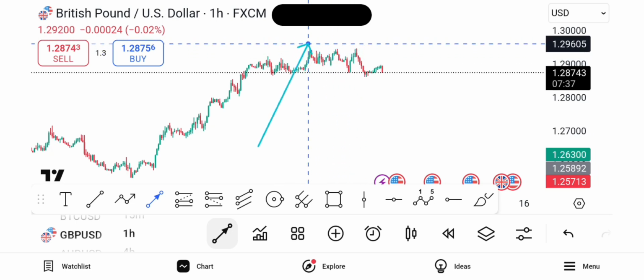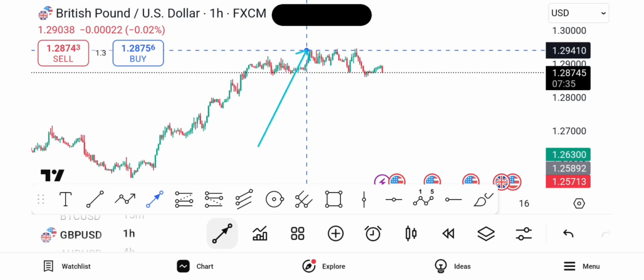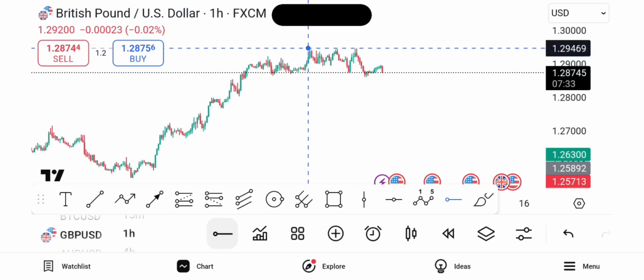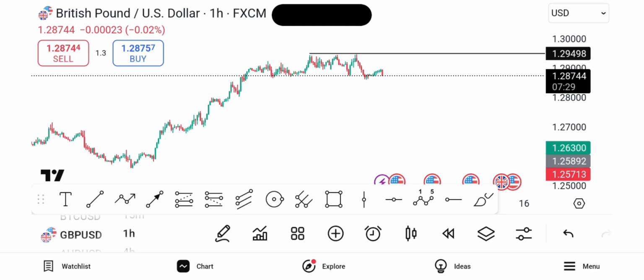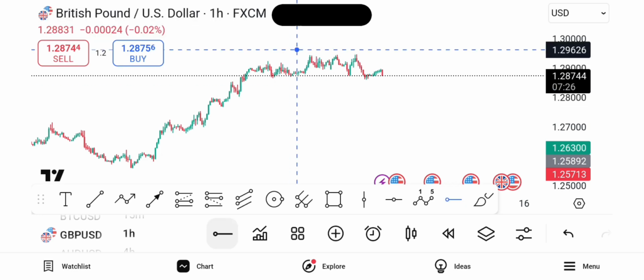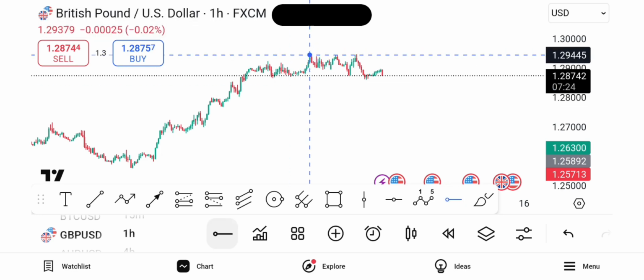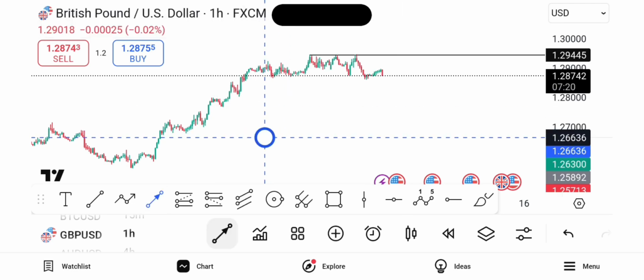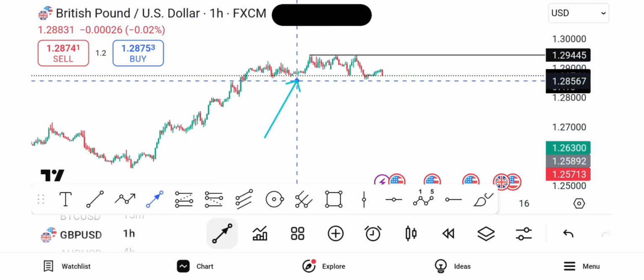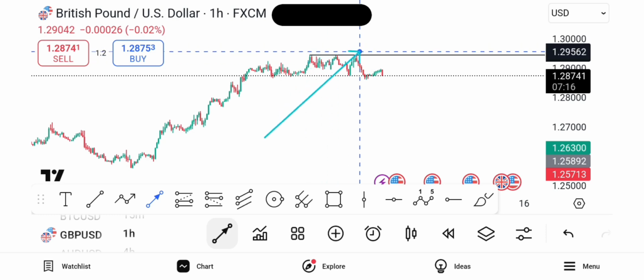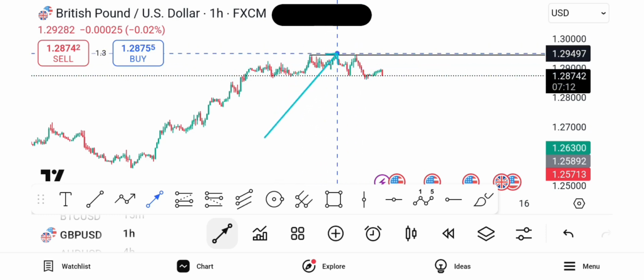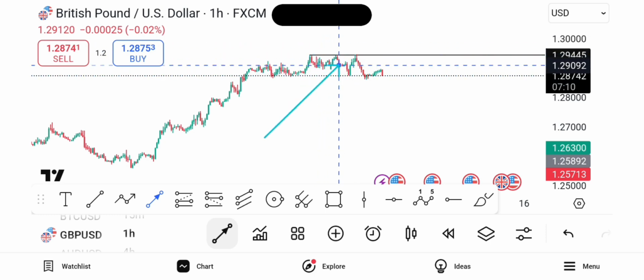If you're having this zone as your resistance, you can see that... let me draw it very well for you. Right, so that is it. So what do I mean by this? We see that the market has been moving in this zone several times. It came up, came down, forming equal highs and equal lows. You see that?